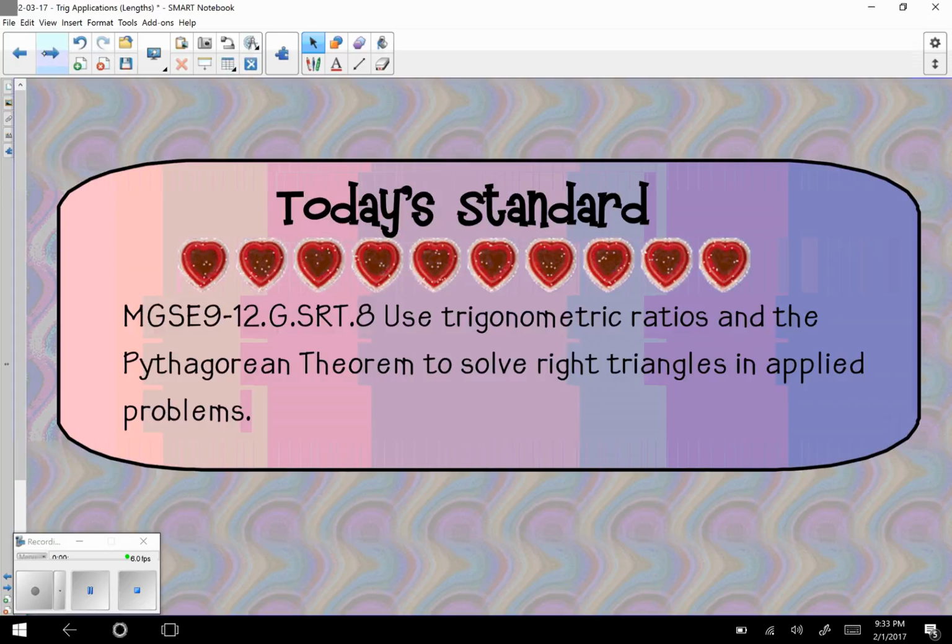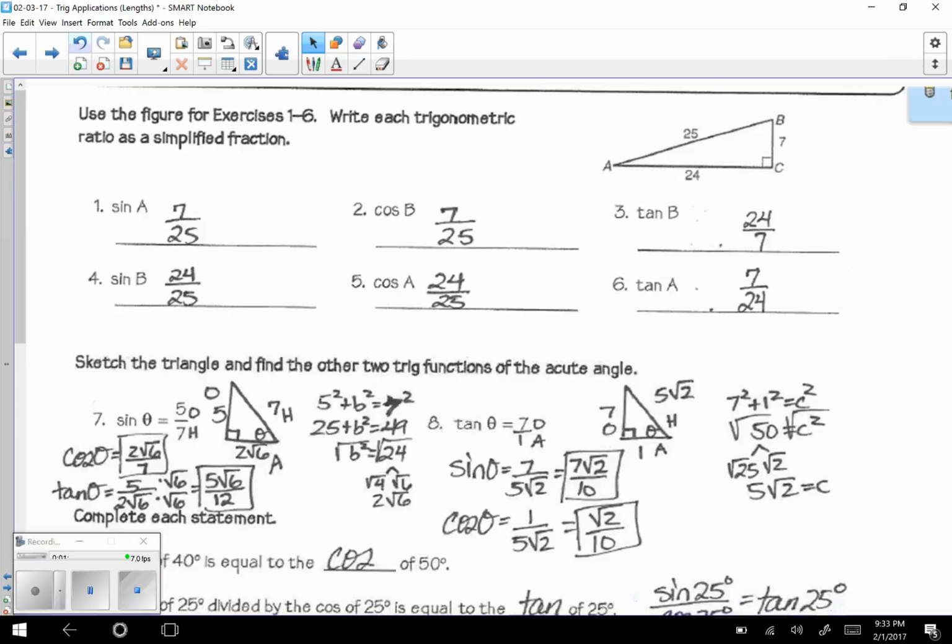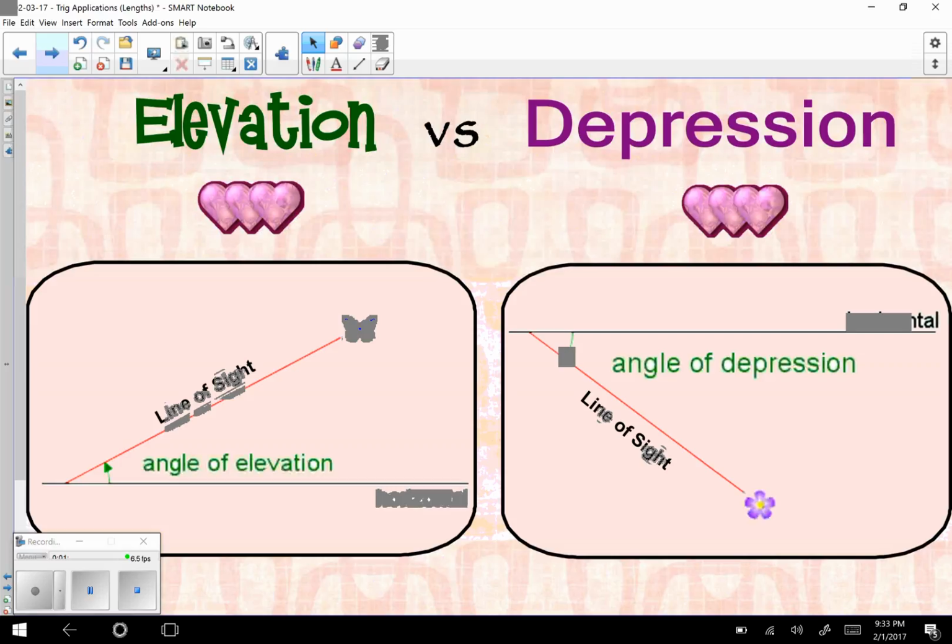Okay, so we are going to do applications of trig functions today. Here are these homework answers that I'm just going to skip through and I'll send them out to you guys. So we're going to apply what we know about the trig ratios. So first, before we do that, we got to know a little bit about some angles that are created in these scenarios that we're looking at.